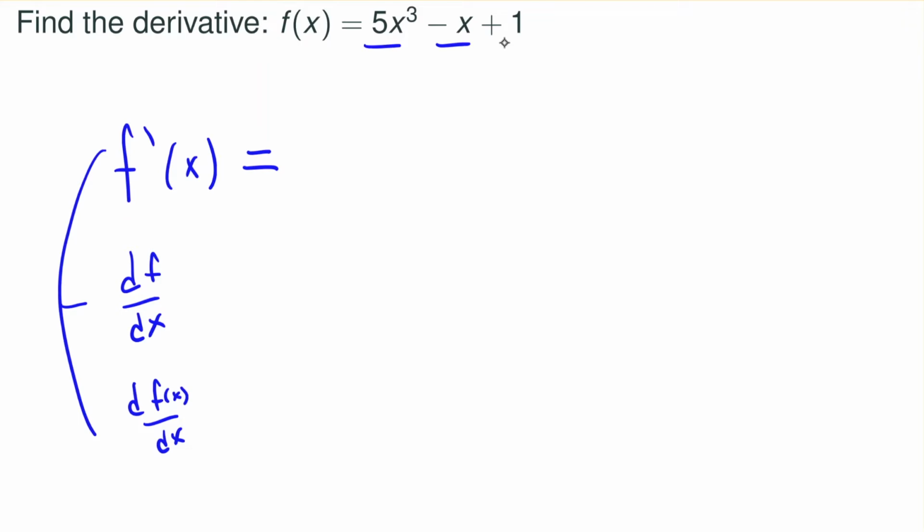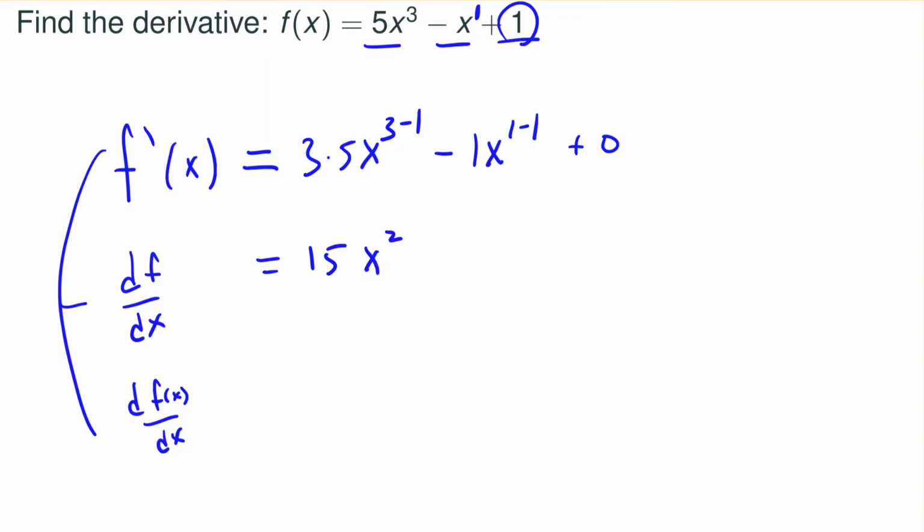So we can think as we're taking the derivative of three different terms. So 3 times 5 x to the 3 minus 1. And here we can see that 1 is implied here, so we have negative 1 times x to the 1 minus 1. And the derivative of 1 is just 0. So if we simplify, we have 15 x to the second power.